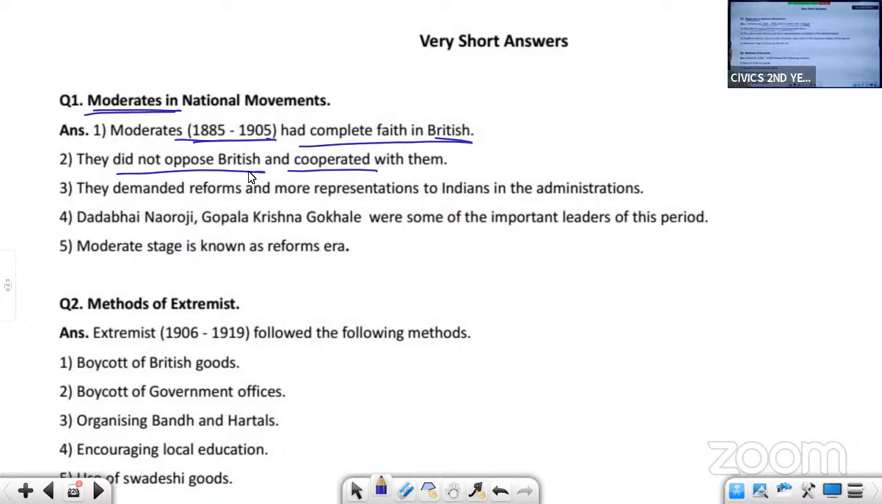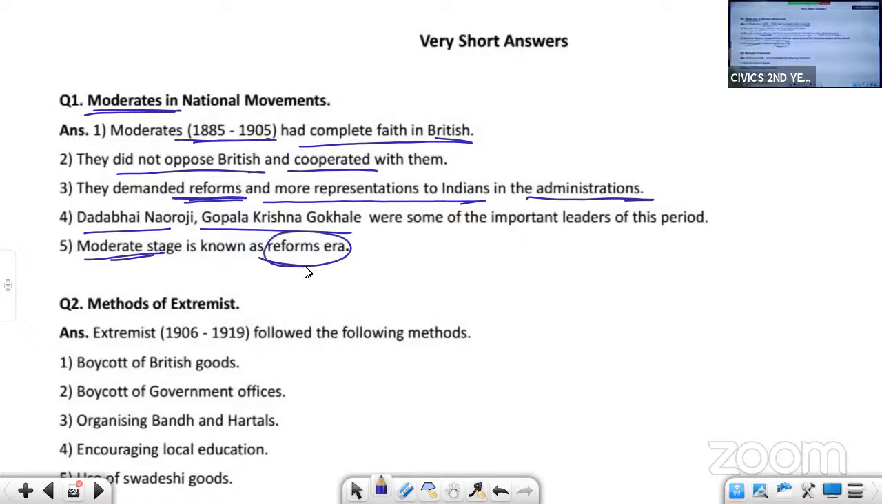They cooperated with the Britishers. And what was the demand of these moderates? They demanded reforms, changes, and more representation to Indians in the administration. Dadabhai Naoroji and Gopal Krishna Gokhale were some of the important leaders of this period. As many reforms were made, this moderate stage is also known as the reforms era.